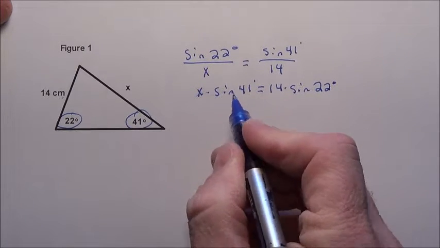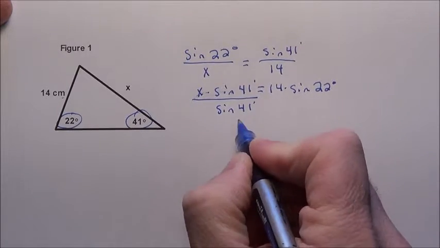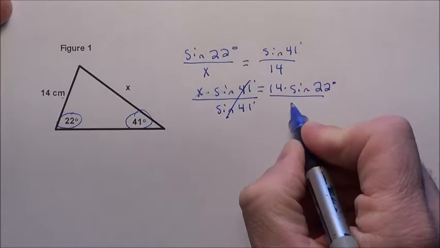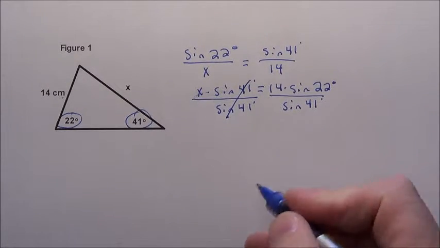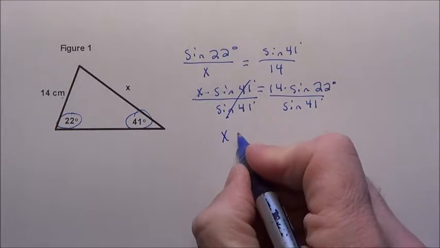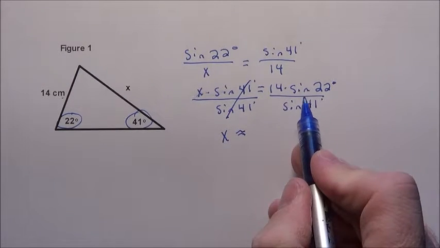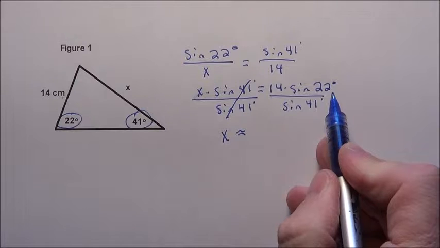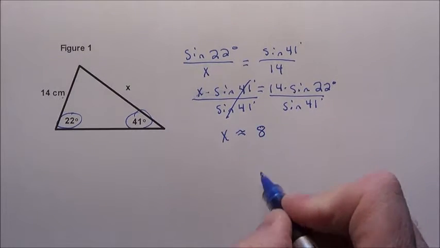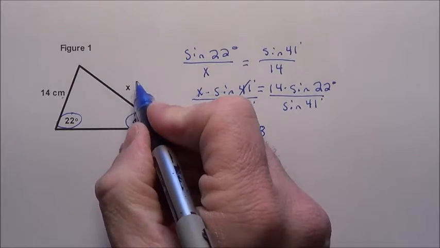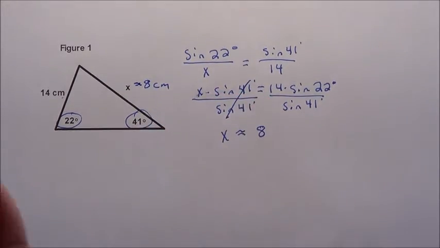I want to get rid of multiplying by sine of 41, so I'm going to divide by the sine of 41, which means I'm going to divide this side by the sine of 41 degrees. Now I can enter it all on my calculator at once and not lose anything by rounding. So I'll go 14 times the sine of 22, close your parentheses, divided by the sine of 41, and when I did it earlier, I got x is 8. This side over here is approximately 8 centimeters.